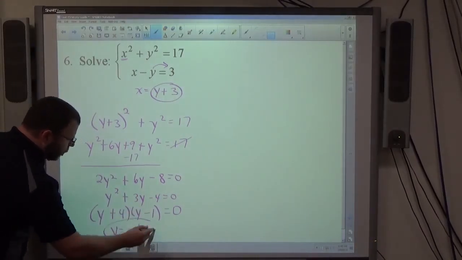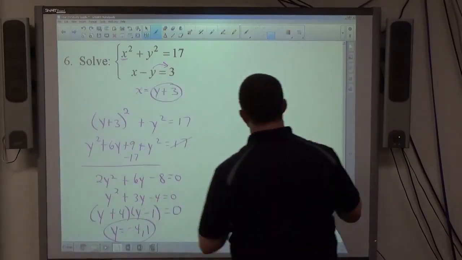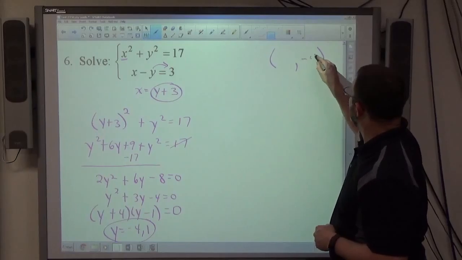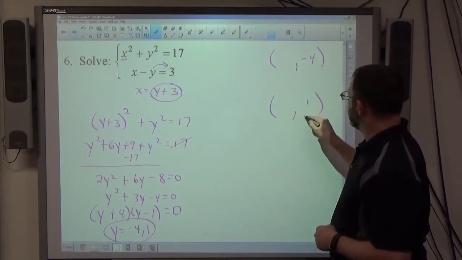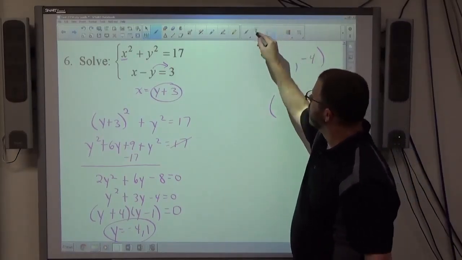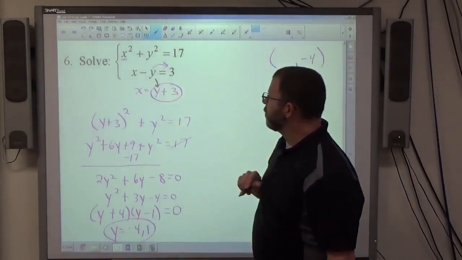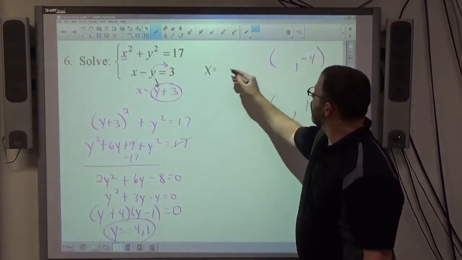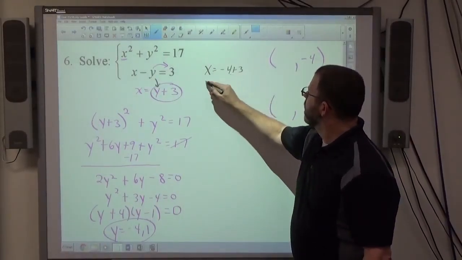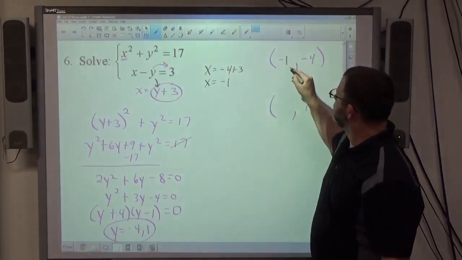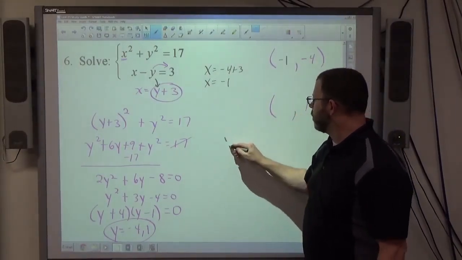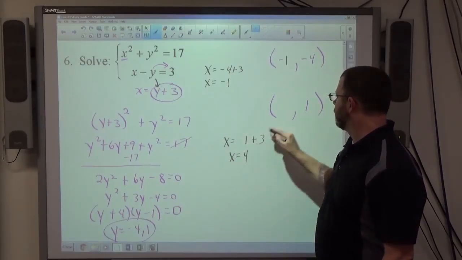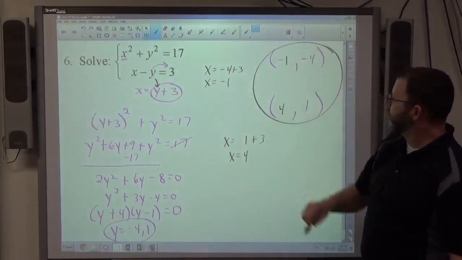So that's what y equals, and that's just part of my ordered pair. So what I know for a fact right now is y is equal to negative 4 and y is equal to positive 1. My job then is to find out what x equals. X equals whatever y is plus 3. So if I take x equals, and I've used the value of y of negative 4, negative 4 plus 3 is negative 1. If I say x equals y, which is 1, plus 3, so that means x is equal to positive 4. There's my two ordered pairs.